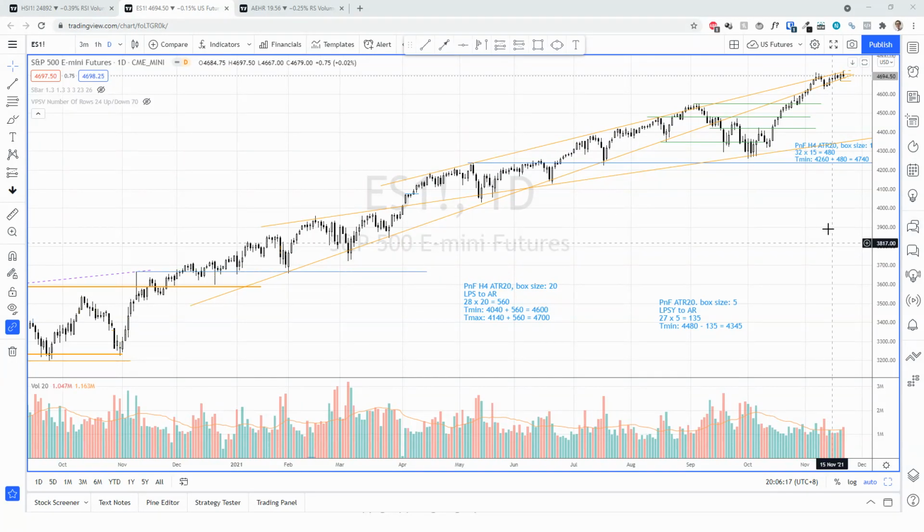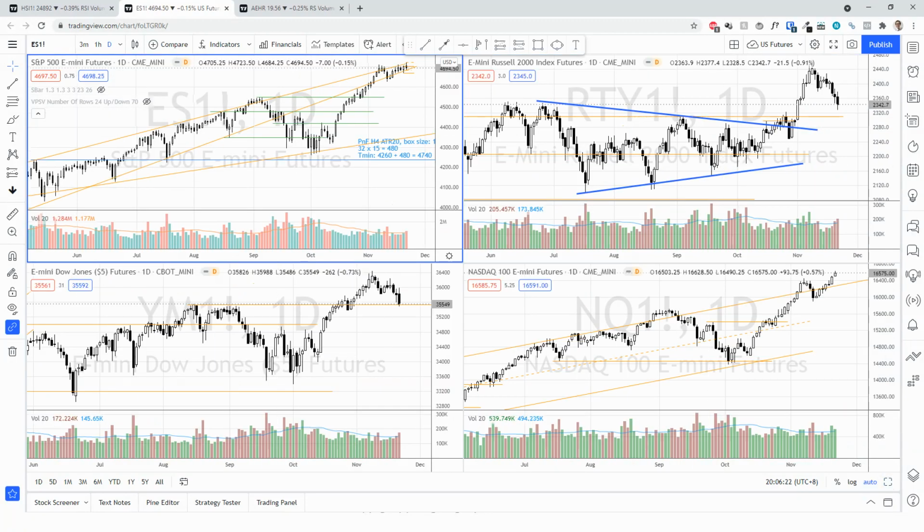So let's go to the other index. Next one is probably very similar to the S&P 500, the Nasdaq 100. You can see that the Nasdaq 100 is very similar. It's overbought, so we have an overbought situation, and it's even stronger than the S&P 500.